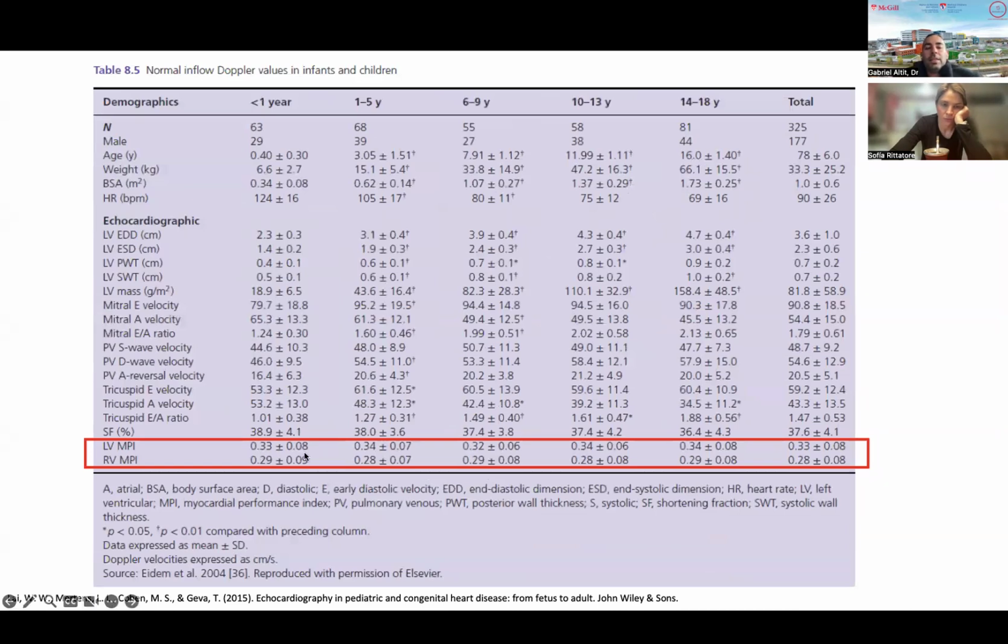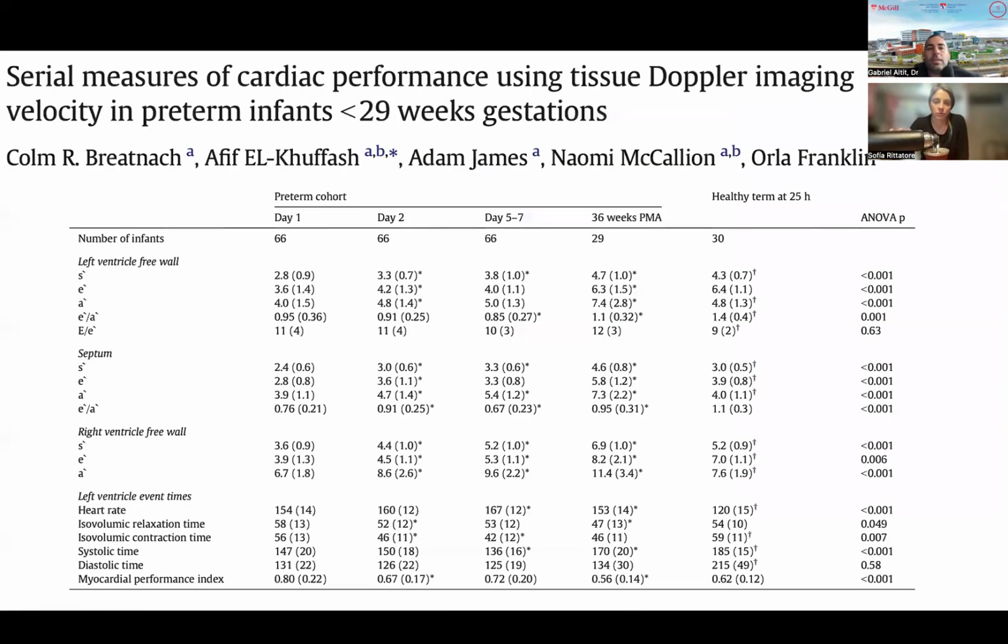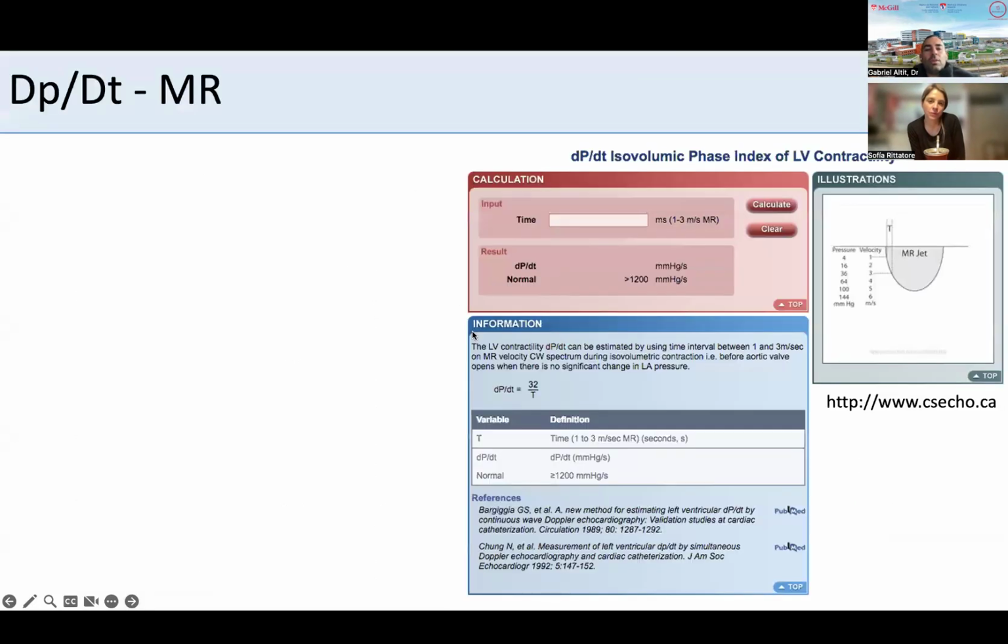And basically, you can see that it's a range, and the 2 extremes of it are informing you that something wrong is happening. This has also been described by the group of Dr. El-Khuffash from Ireland in preterm cohorts at the first week of life plus 36 weeks and in healthy term. So you have here all these parameters for the left ventricular free wall, septum, right ventricular free wall. And so if ever you have some of these patients that you would want to see if there is something that looks abnormal, you can look. This is a healthy cohort of preterm infants.